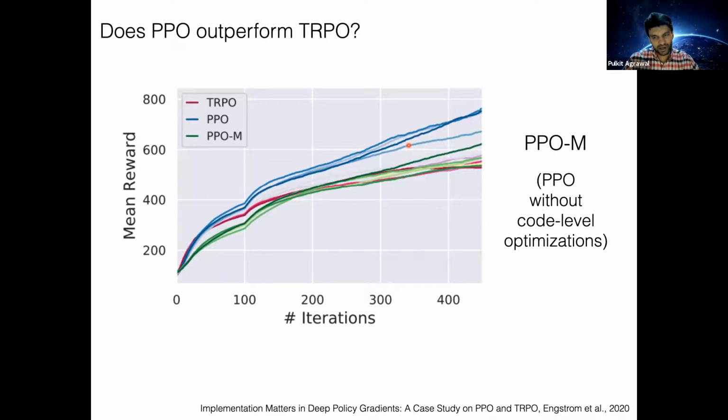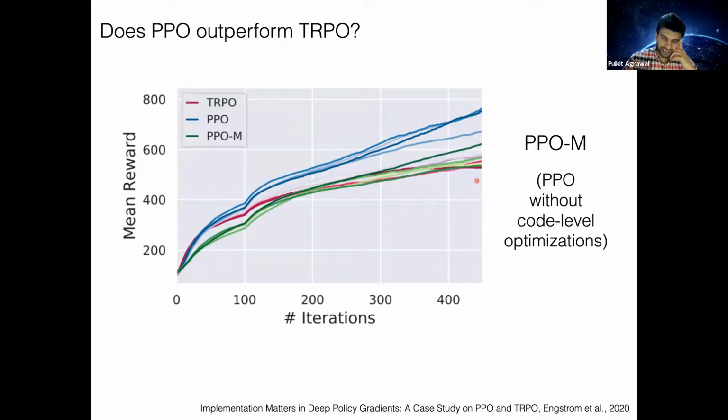So there were a bunch of code level optimizations, which were tricks like, how do you normalize the reward function? How do you normalize the observations? What choice of learning rate or optimizer do you use? Do you use Adam or do you use something else? So it turns out there were many such choices, which were also different between the TRPO code base and the PPO code base.